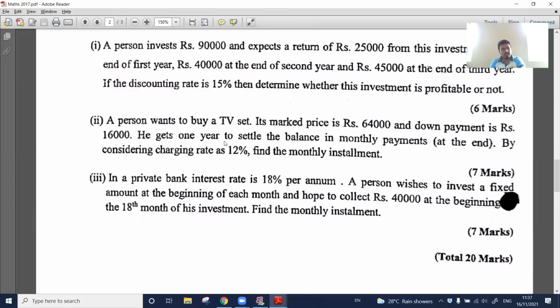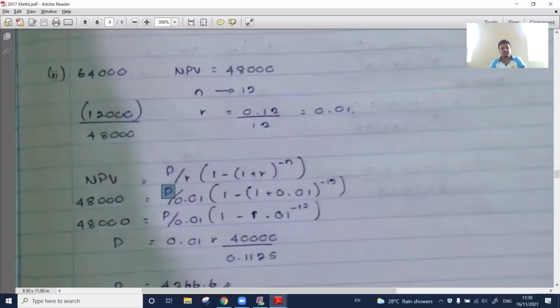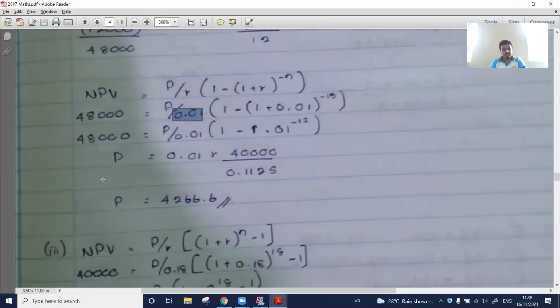So how many times a year we need to do the payment? 12 times. So 12% needs to be divided by 12. So then it will become 0.01. Correct. Then 1 minus 1 plus R. R value is 0.01 to the power minus 12. Correct. Right. Accordingly, the periodical payment should be equals to what? 4,266.6.